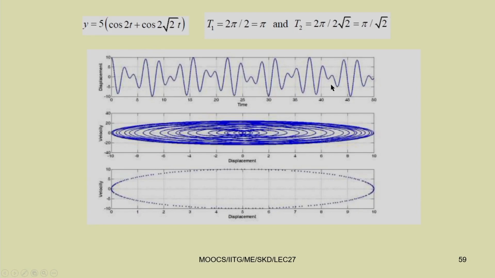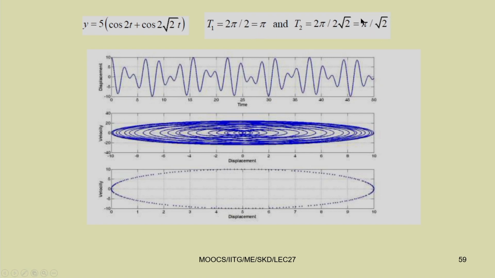Now this is a quasi periodic response. Already I told you, if we write y equal to 5 cos 2t plus cos 2 root 2 t, in that case you have two time periods. Omega 1 equal to 2 and omega 2 equal to 2 root 2. So T1 equal to 2 pi by omega 1, that is 2 pi by 2 equal to pi, and T2, the second time period, equal to 2 pi by 2 root 2, which is pi by root 2. This is the smallest time and this is the largest time.